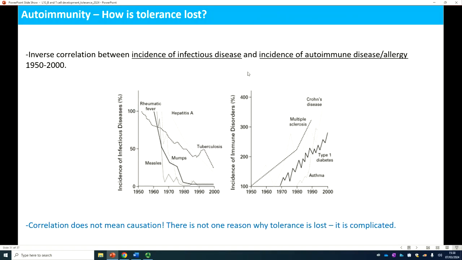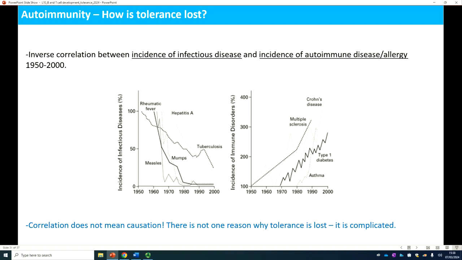So when it comes to autoimmunity, how is tolerance lost? Well, this is rather an interesting couple of slides from a paper, but what it's showing is this kind of inverse correlation. So you can see we've got the incidence of infectious disease here. So we're looking at a variety of different diseases, but you can see over the last 50, 70 years or so, we've obviously got a decline in these diseases. But at the same time, we're getting this kind of inverse correlation where we're getting an actual increase in autoimmune diseases, but also allergy as well. Now, it's worth stressing, obviously, that correlation is not the same as causation, but there's something going on here.